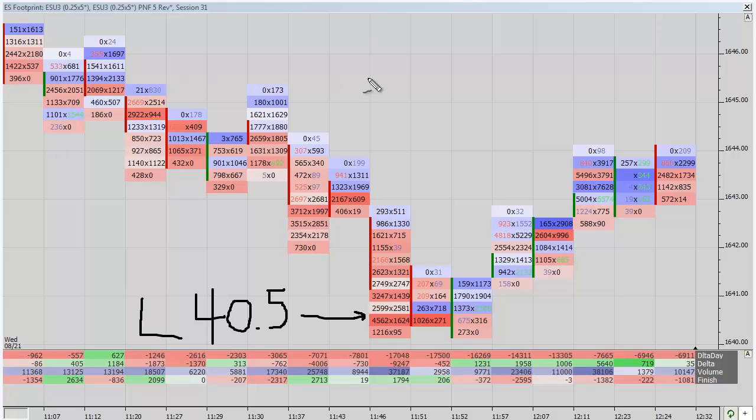All right, so let's go ahead and take a look at the footprint here for the September contract for the ES. This is a 5 PNF, or essentially a 5-tick reversal chart. If you're not familiar with how to read this footprint, I highly encourage you to go to Market Delta's website, or you can see some of the previous videos on this. I'm not going to get too much into that. I just want to show you guys exactly what we were looking for in order to get long.